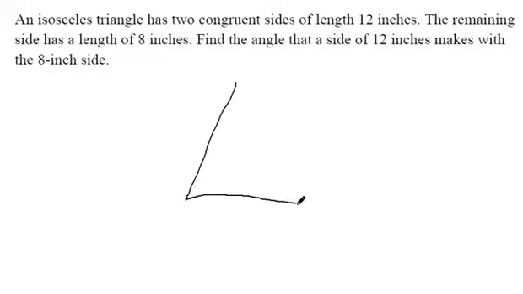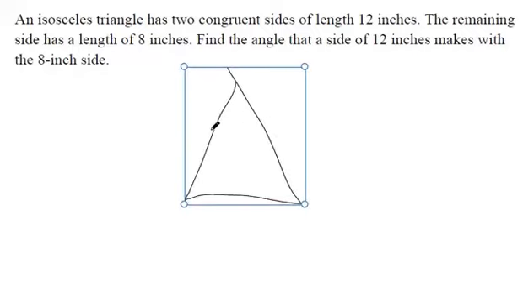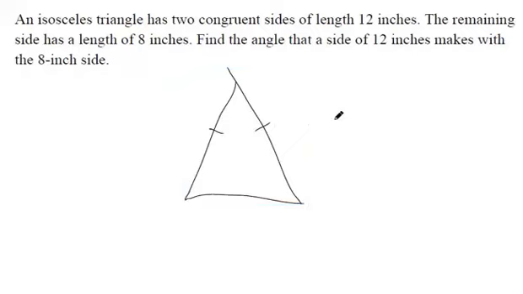So we're told that the triangle is isosceles. That means two sides are the same. We'll call these two the same sides. The two congruent sides are 12 inches. So this is 12 and this is 12. And then the side that they haven't labeled is 8.